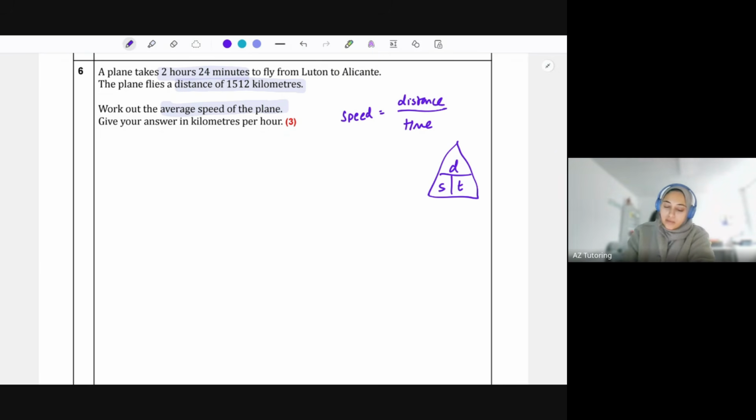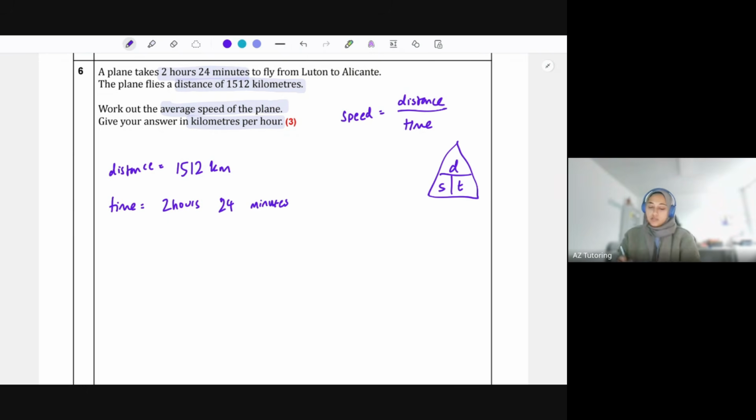Now, be aware, it says give your answer in kilometers per hour. So our distance is already in kilometers, which is good. We don't need to convert that. So distance is already 1,512 kilometers. Whereas with the time, we've got 2 hours and 24 minutes, which is an issue because we do not want minutes. We just want it in terms of hours. So let's change it to hours. We've got 2 hours and 24 minutes.